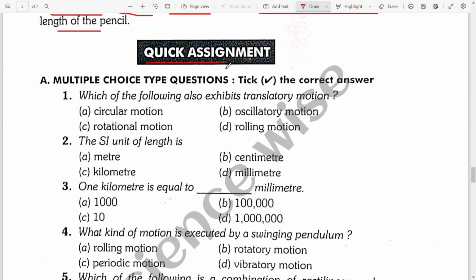Quick assignment. A. Multiple choice type questions. Tick the correct answer.